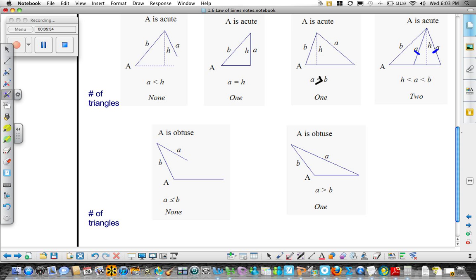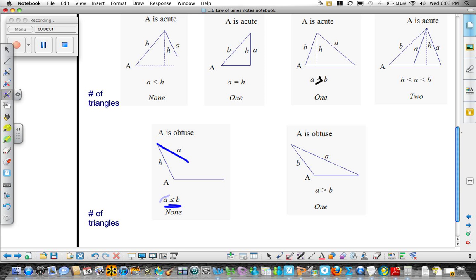Now I want you to consider if angle A is obtuse. If angle A is obtuse, there's two possibilities. Since this is the obtuse angle, in theory, side A would have to be the longest side. If it's not the longest side, in other words, if A is less than B, there's no way that this triangle could even exist. This side would be too short, it would never reach the third side.